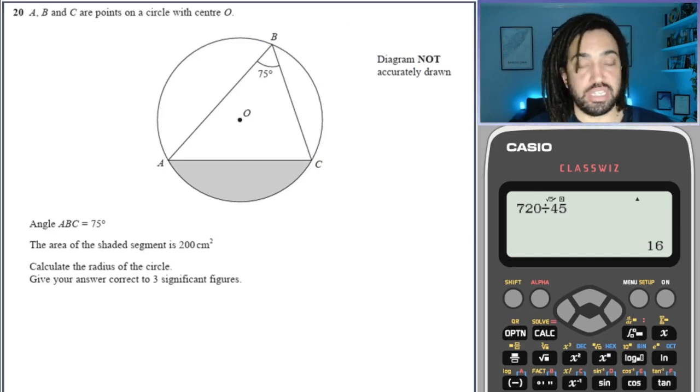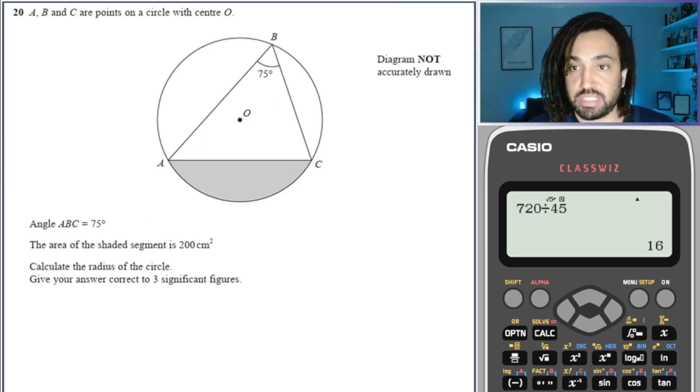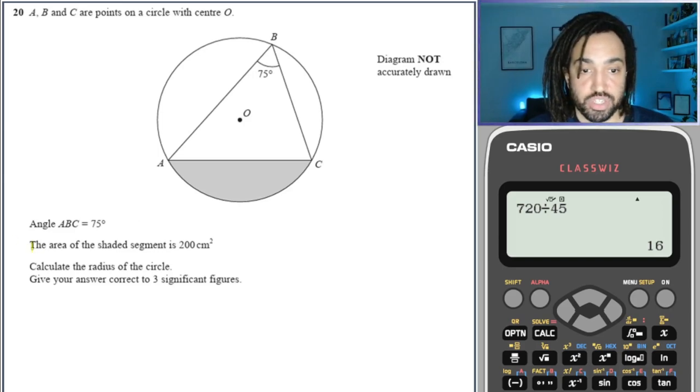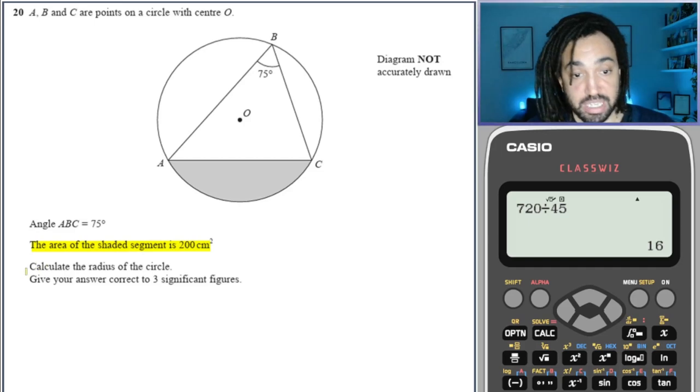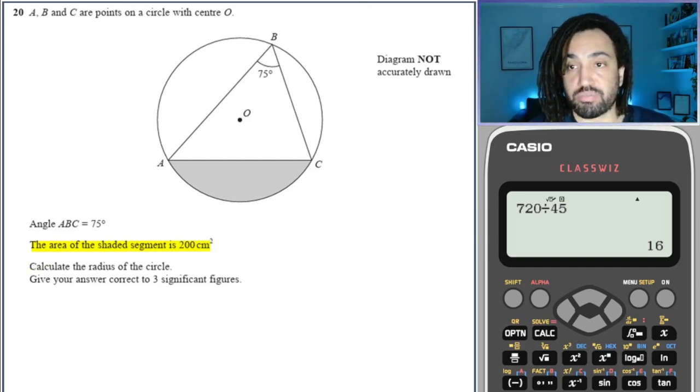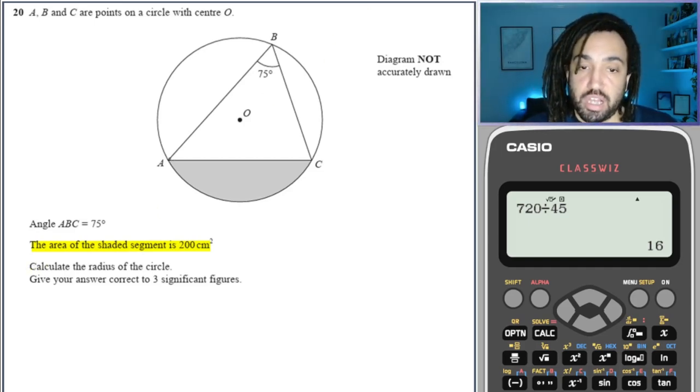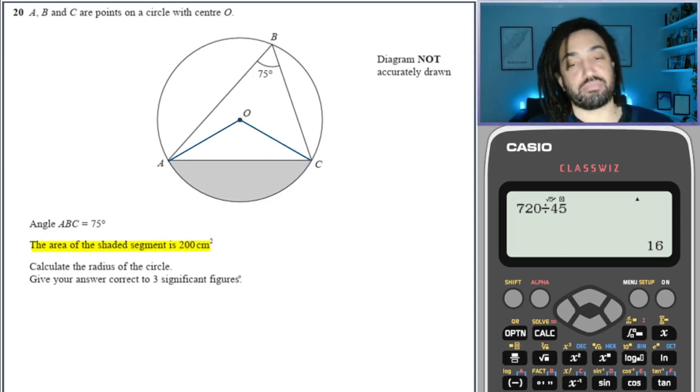Okay, next question, and it is a culmination of lots of different topics here, but it does say that the area of the shaded segment is 200. Calculate the radius of the circle. So what I'm going to do is I'm going to create a sector, given this is a video about sectors, like so.